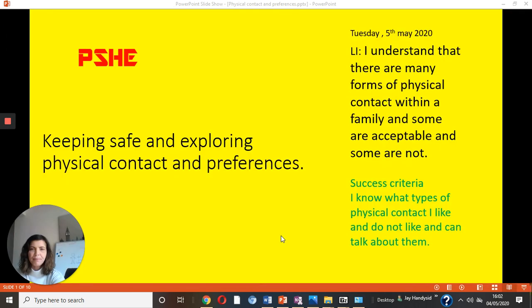So I'm going to look at bobblehead me. Right, so as I mentioned, the PSHE today is keeping safe and exploring physical contact and preferences. Now we'll look at that word preferences in a moment. Our learning intention is I understand there are many forms of physical contact within family, and some are acceptable and some are not. It's not just in the family, it's about friends.